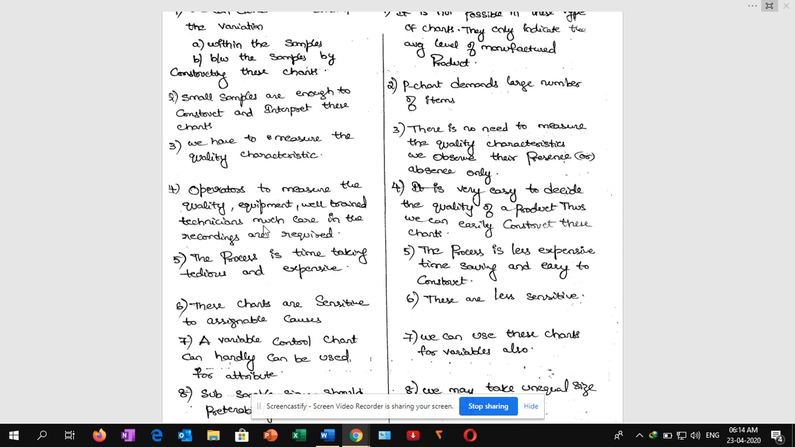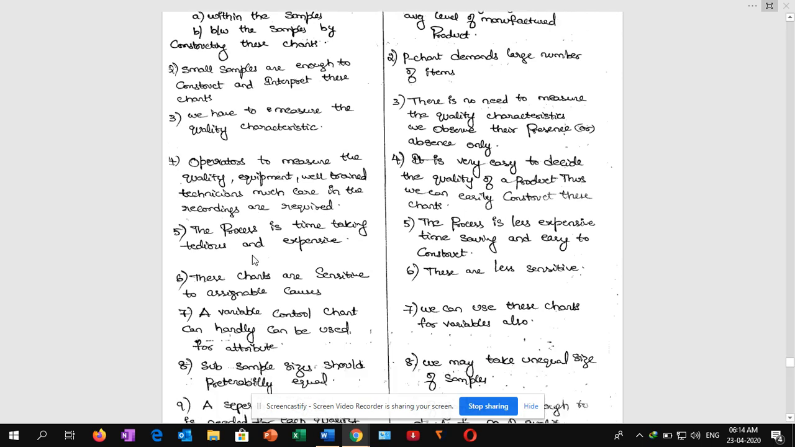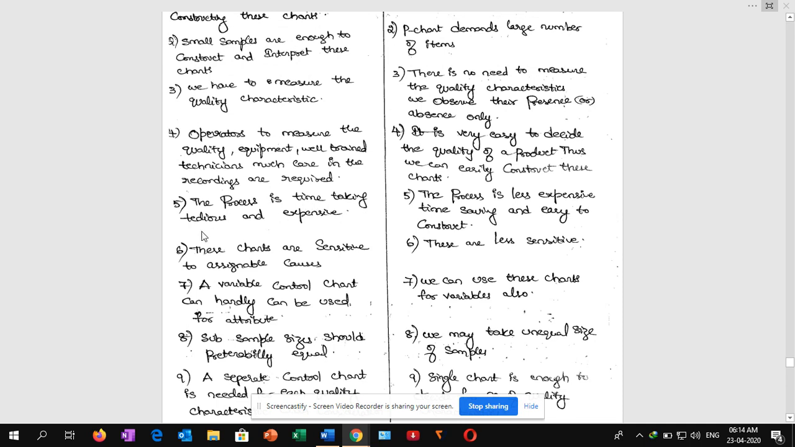That means in the control chart for variables, well-trained technicians must be used for recording the values. In attributes, we can easily decide the quality of a product and construct the chart. Next point: the process is time-taking, tedious and expensive in variables. In attributes, the process is less expensive, time-saving and easy to construct.